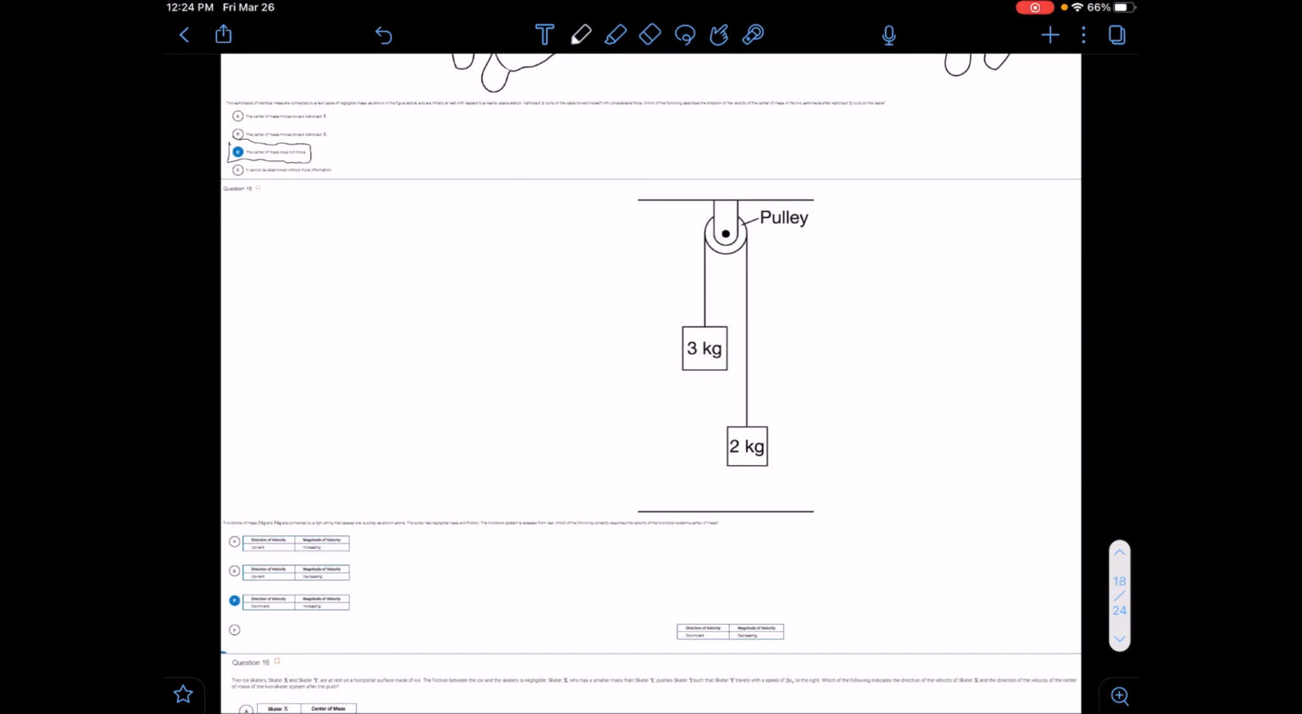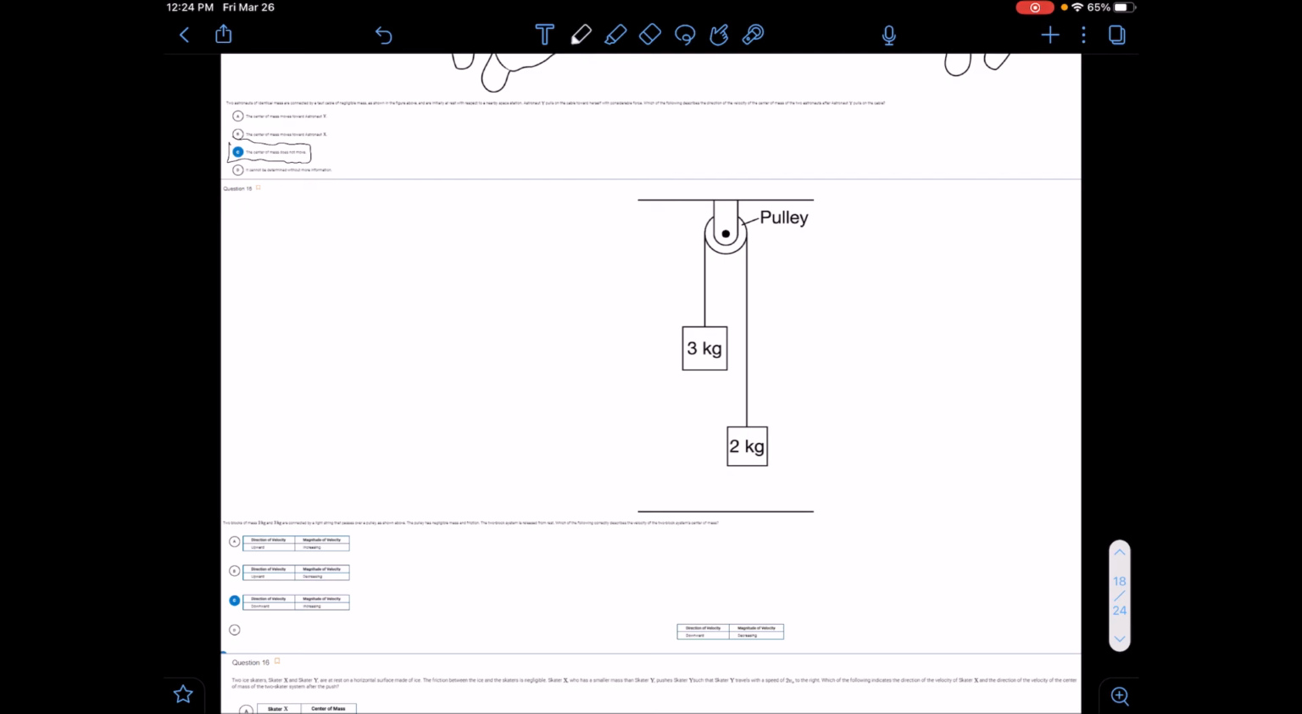Alright, next question. Two blocks of mass, 2 kilograms and 3 kilograms are connected by a light string that passes over a pulley as shown above. The pulley has negligible mass and friction. The two-block system is released from rest. Which of the following correctly describes the velocity of the two-block system's center of mass?